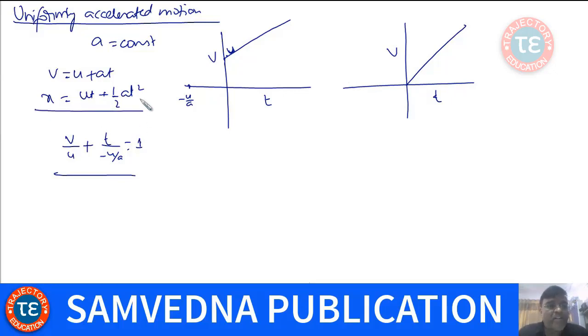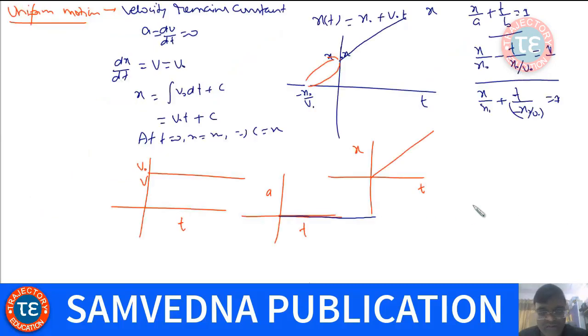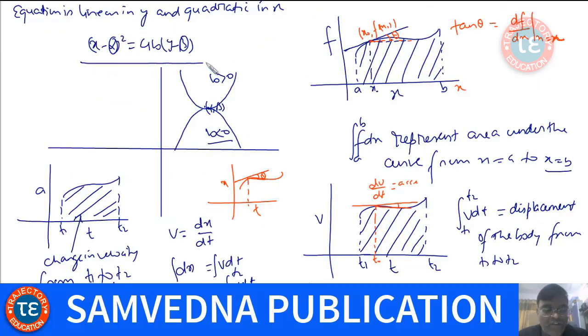What about this? See, this equation is linear in x and quadratic in t. So in that case it will be a parabola. So what's the way out? I told you that if your equation is linear in y and quadratic in x, then it is this kind of equation. This is the equation which is linear in y and quadratic in x.